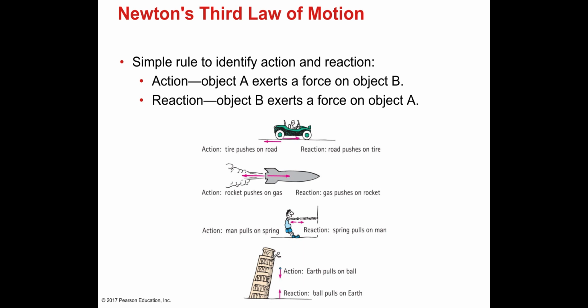Now, there are many other examples of Newton's third law that exist, right? The simple rule to identify action and reaction force: for the action, object A exerts a force on object B. Then the reaction will be object B exerts a force on object A. Simple. So, if you have a car that's driving, the action will be the tire pushes on the road, and the reaction will be the road pushes on the tire.